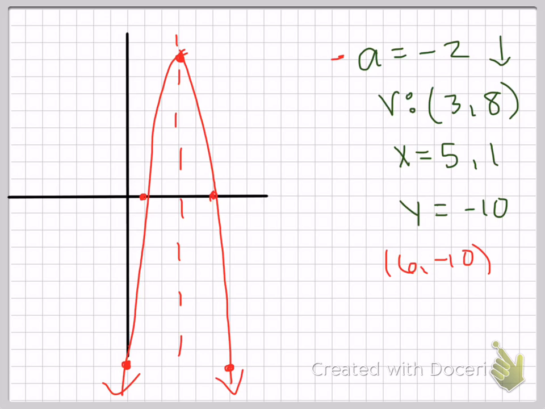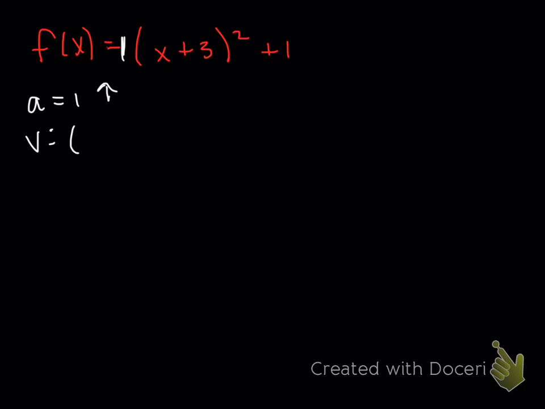So actually we'll do one more just obtaining the information, and then we'll create the picture. So this problem is f of x equals, nope, sorry, wrong problem, equals the quantity of x plus 3 squared plus 1. And we'll run through this problem relatively quickly. So a is 1, so I know my parabola is opening up. My vertex is a negative 3, 1.